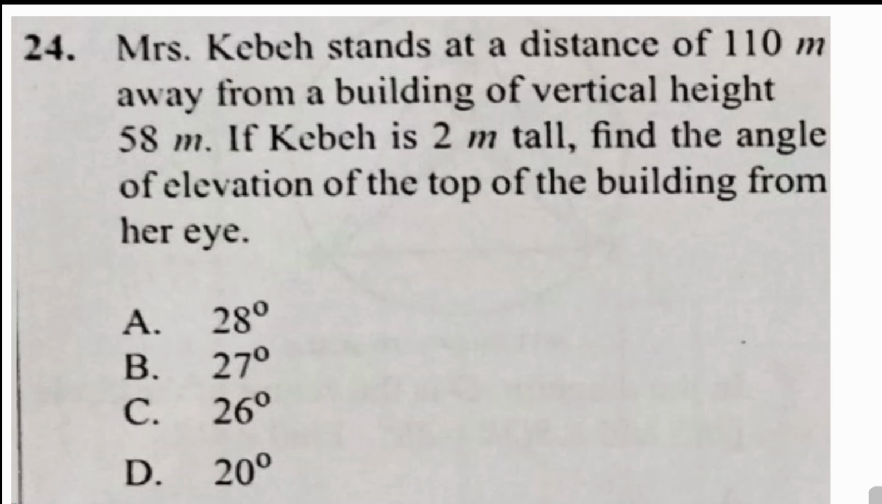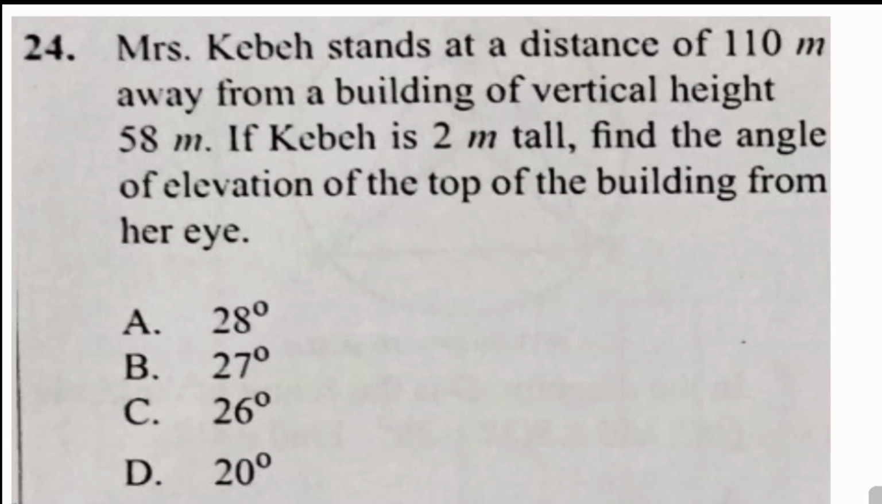Now let's start with question 24, and it reads: Mrs. Kebe stands at a distance of 110 meters away from a building of vertical height 58 meters. If Kebe is 2 meters tall, find the angle of elevation of the top of the building from her eye.